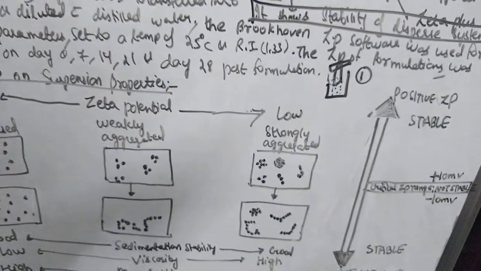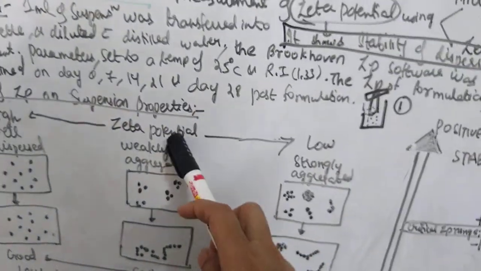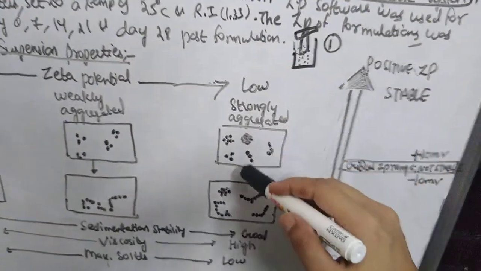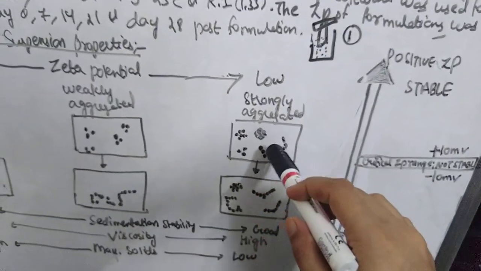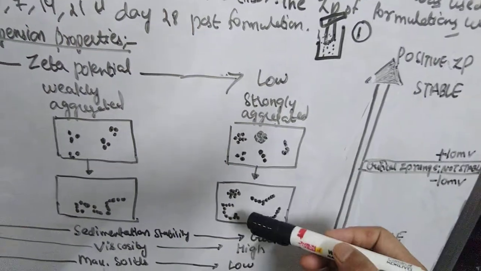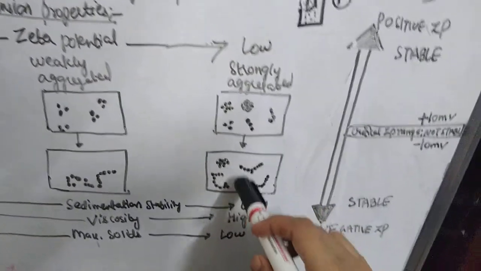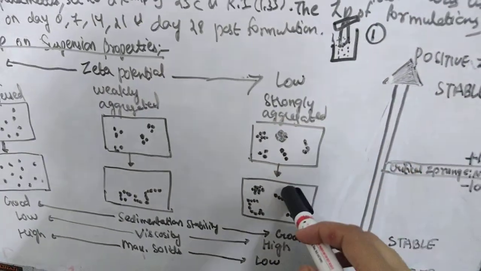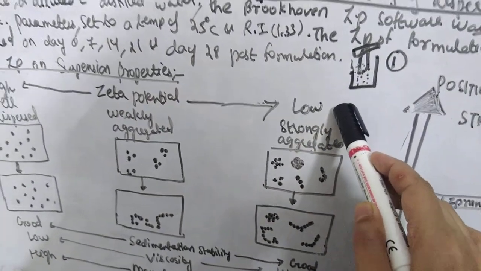So this we have discussed in flocculating agents. Now when your zeta potential is low, that means flocculation is occurring. So your system will have floccules, that is strong floccules, strong aggregates, and over time these floccules will become stronger. Here you can see the stronger floccule structure. So this is a strongly aggregated system when the zeta potential is low.